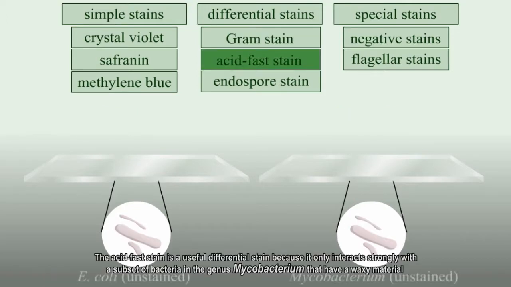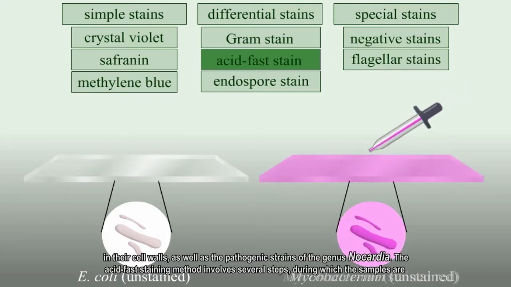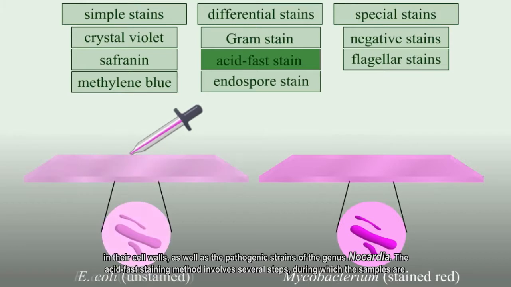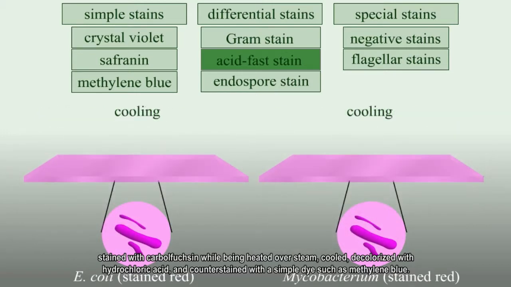The acid-fast stain is a useful differential stain because it only interacts strongly with a subset of bacteria in the genus Mycobacterium that have a waxy material in their cell walls, as well as the pathogenic strains of the genus Nocardia. The acid-fast staining method involves several steps, during which the samples are stained with carbol fuchsin while being heated over steam, cooled, decolorized with hydrochloric acid, and counterstained with a simple dye such as methylene blue.